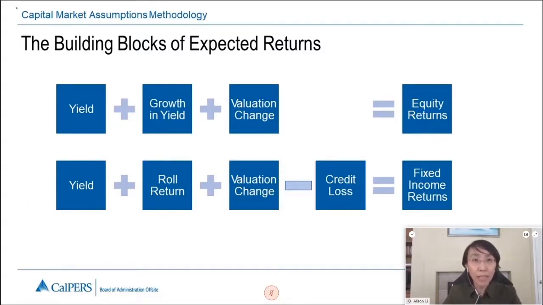The building blocks here are a deeper dive into their IGB model on page 66, which is slide 17 of their presentation. Yield, the same as income, is the I. Growth in yields is the G, and the valuation change is the V. This expression goes back to the basics of the valuation of any financial asset.